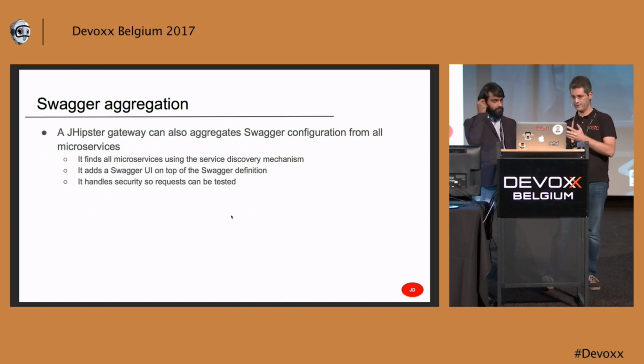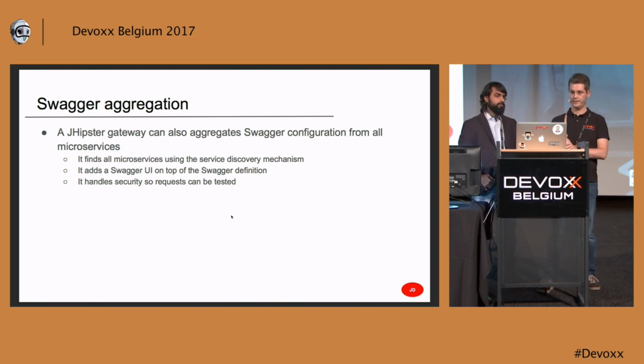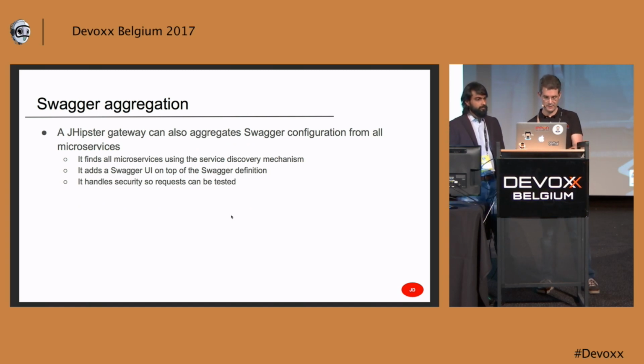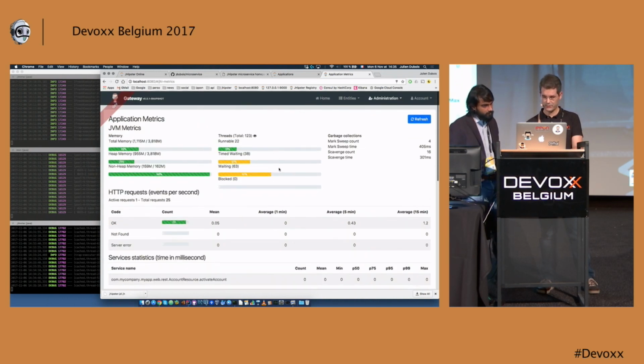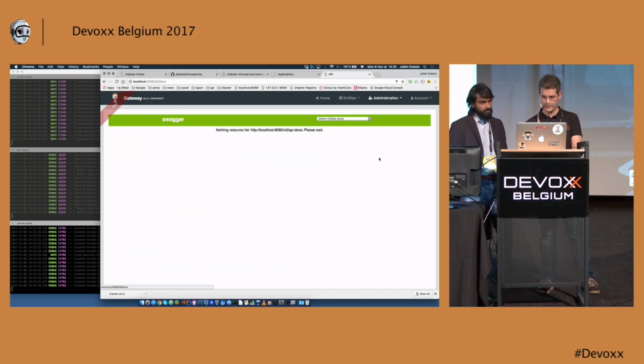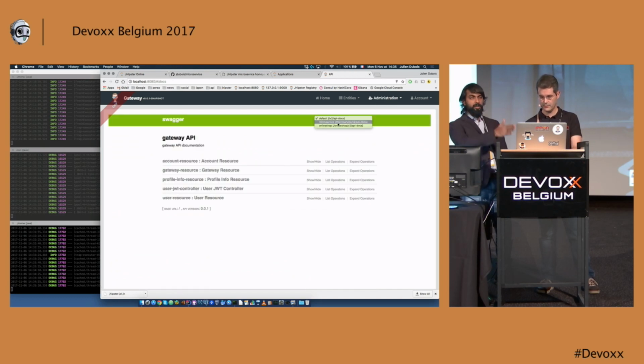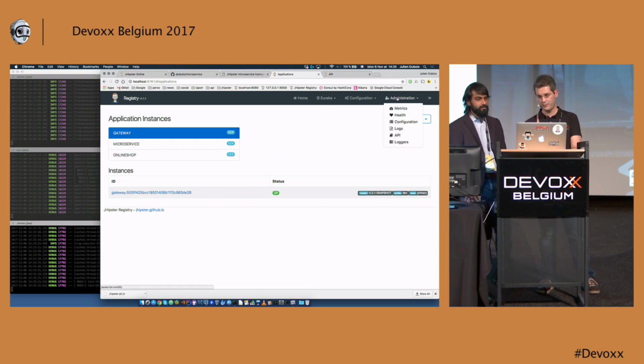A third thing that API management solutions do is Swagger aggregation. So as we saw with the JHipster gateway, I showed it on the registry. The gateway does the same thing. The gateway does also. So you have aggregation going on both your gateway as well as on your registry. Depends on what people want to do.